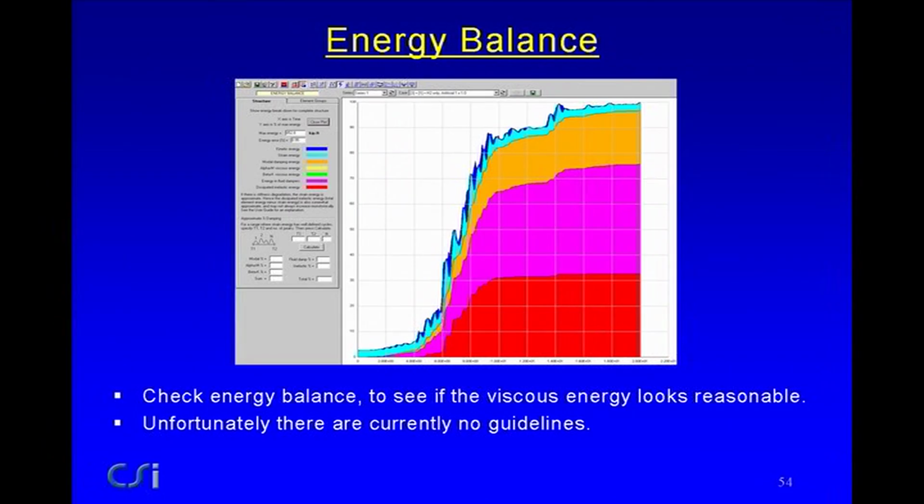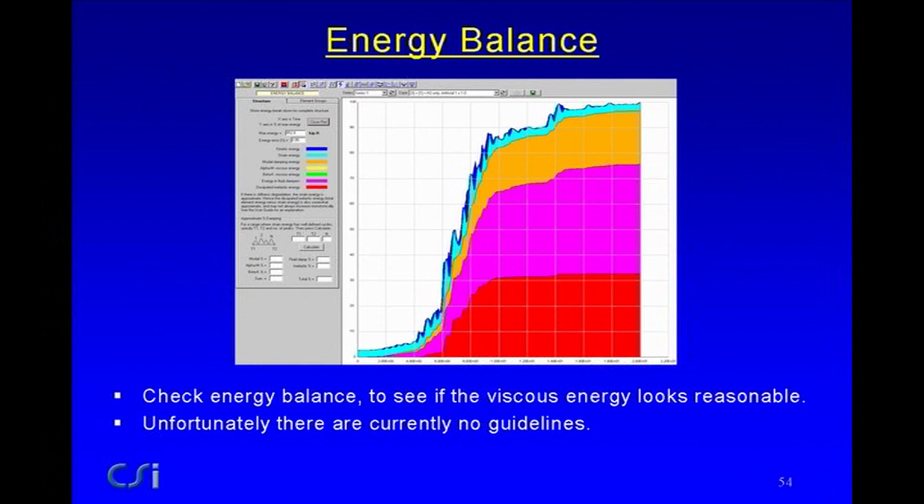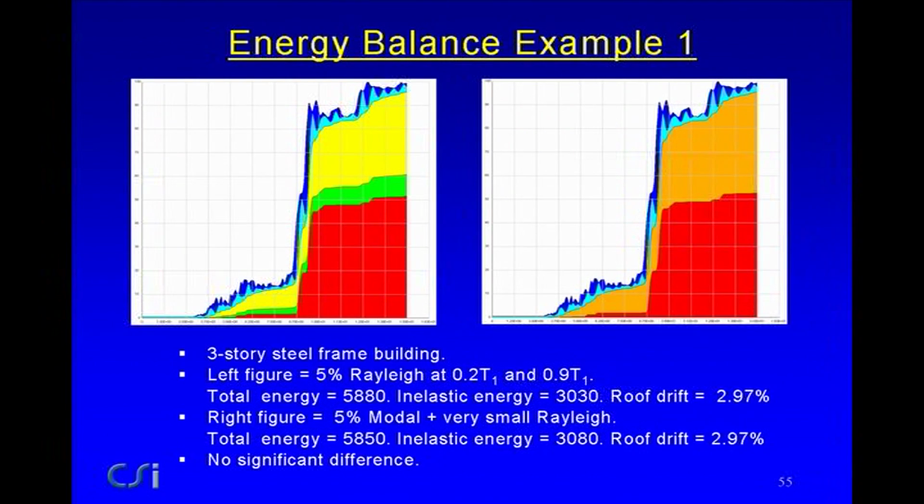One of the things you need to do is look at the energy balance. This is taken from Perform, which gives an energy balance. And this particular one here actually is dissipated inelastic energy. This actually comes from viscous dampers. And this is from, I think, alpha M damping. And then the light blue is strain energy and the dark blue is kinetic energy. But this is an energy balance, and one of the things you should do is take a look at this. And here's one example of an energy balance.